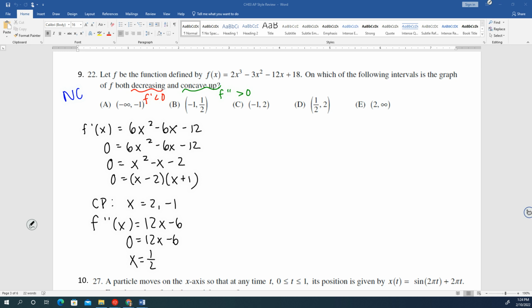So I would do one big sign chart and put everything on here. That's how I like to do these. So -1 and 2 are for my first derivative, and then 1/2 for my second derivative. So I'll test these in the first derivative, second derivative. Okay, first derivative.